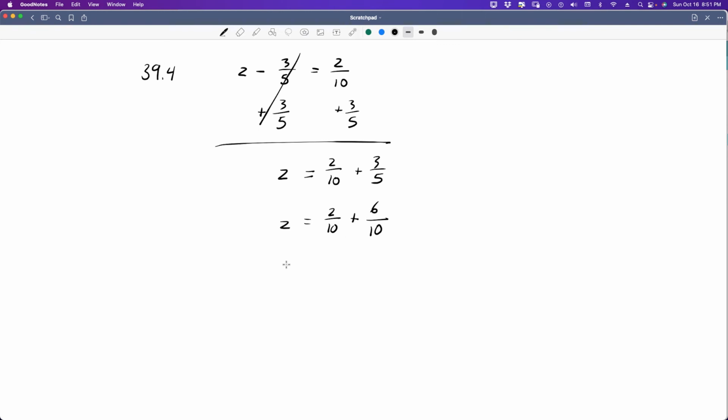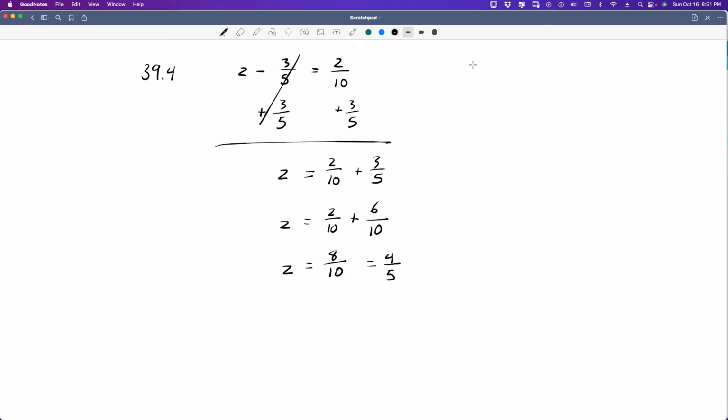2 plus 6, z is equal to 8 over 10. Okay, but that's not the final answer. The final answer is going to be a reduced fraction. We always have to reduce. So I can reduce this fraction to 4 over 5. So let's see if that checks out.